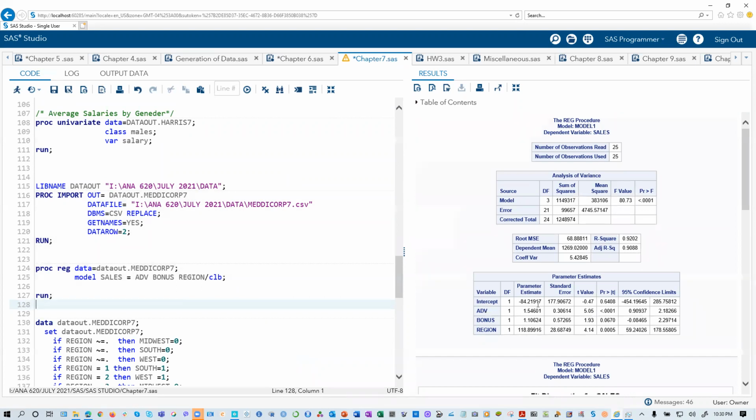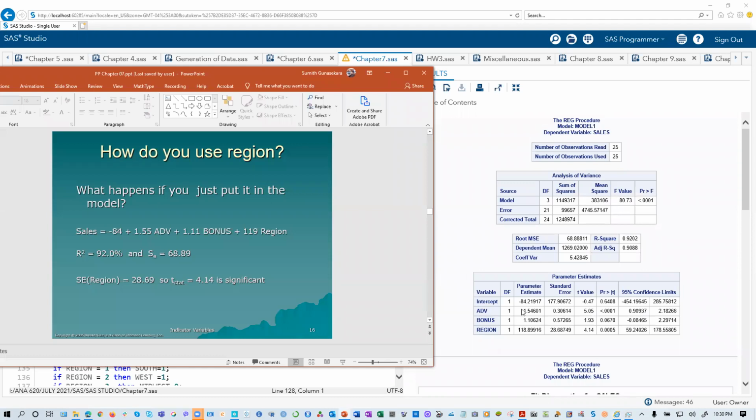Which region, we don't know. For the region we have this value, -84, 1.155. That's the slope for that one. 1.11 is rounded to that one. 118, 19, they make it a round number. R squared and everything we have.